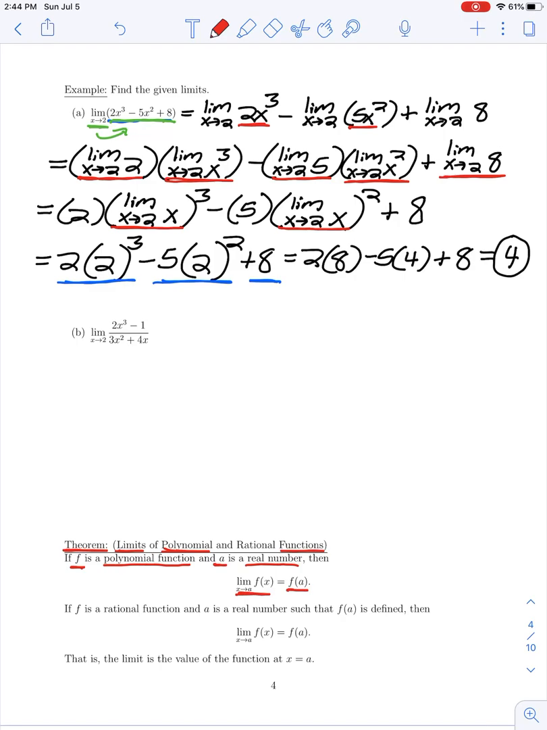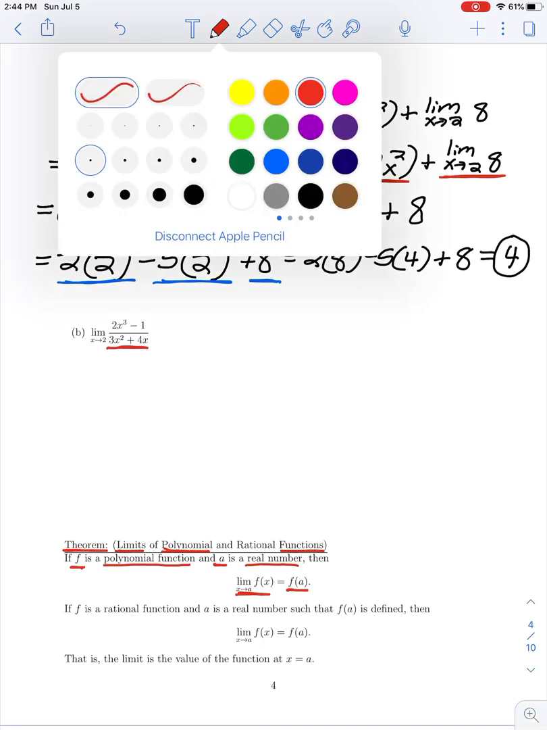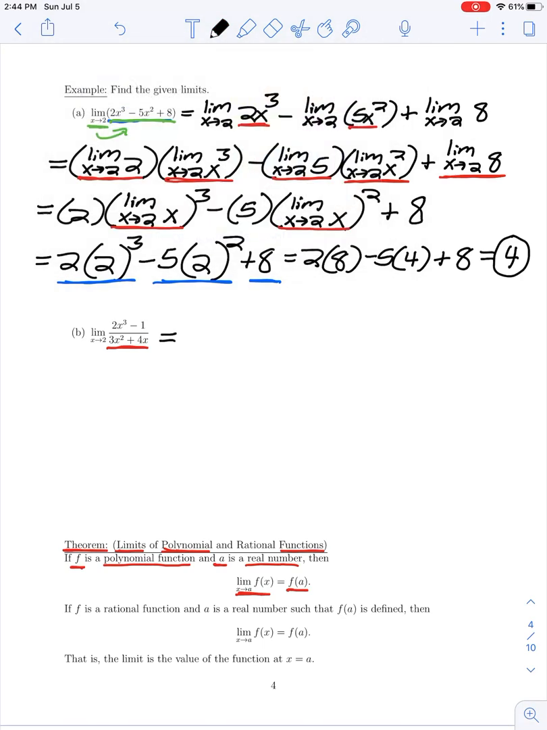So let's take a look at our example in part B. We have the limit as x approaches 2 of the following rational function, a quotient of 2 polynomials. Now, using the quotient property of limits, we know that the limit of a quotient is equal to the quotient of the limits. That is the limit of our numerator divided by the limit of our denominator. And that's true as long as the limit of our denominator is non-zero. So let's make sure that we don't have a 0 for our denominator.